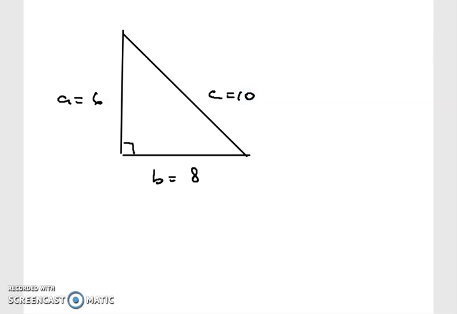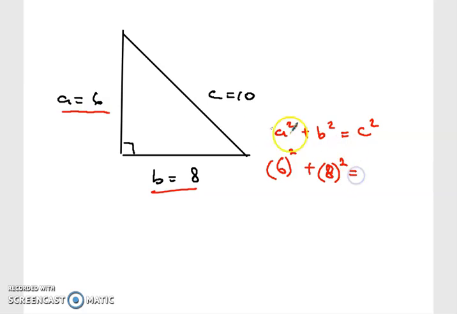And the Pythagoras Theorem says A square plus B square equals C square. Now let's look into this. What is A? A is 6, and we square that 6. Let's put it in brackets. Plus, what is B? B is 8. Let's put our 8 right there. Square it. Now what is C? C is 10.